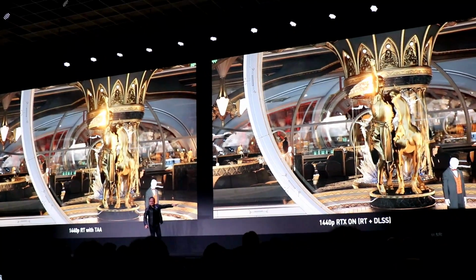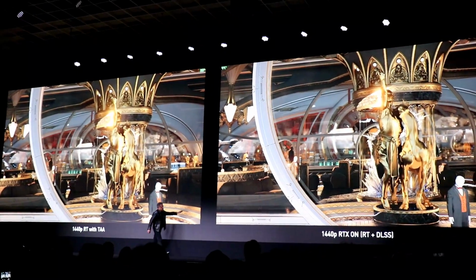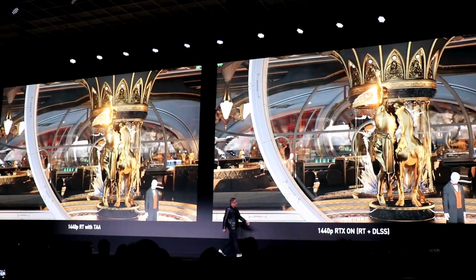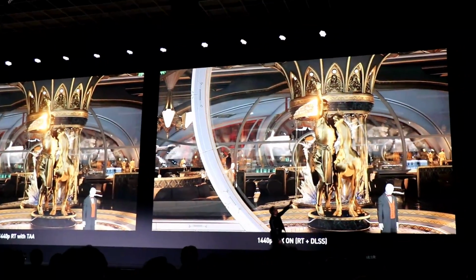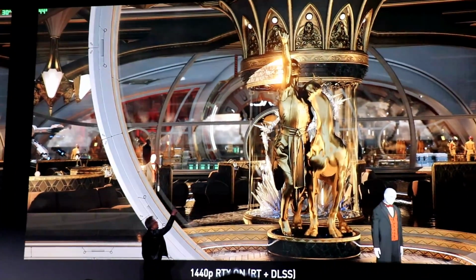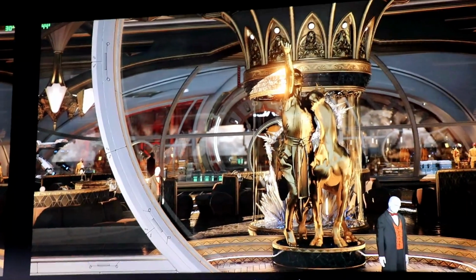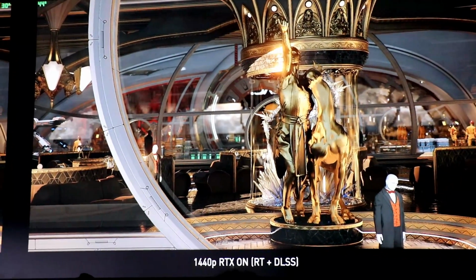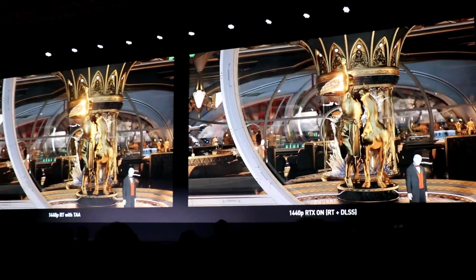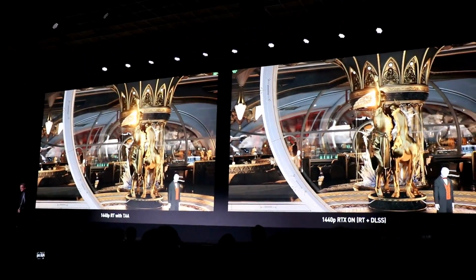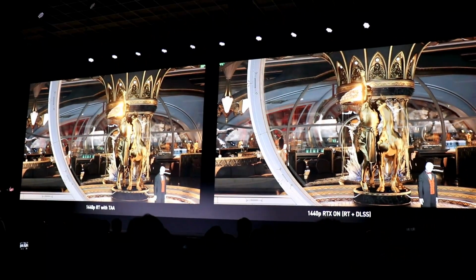DLSS doesn't have that same artifact, but the important thing is look at the details here. Look at that detail. Look at that detail. Look at the crown moldings on top. Look at the chandelier. It is just incredible from here. Look at the patterns at the bar. This is the power of artificial intelligence. So what have we done?